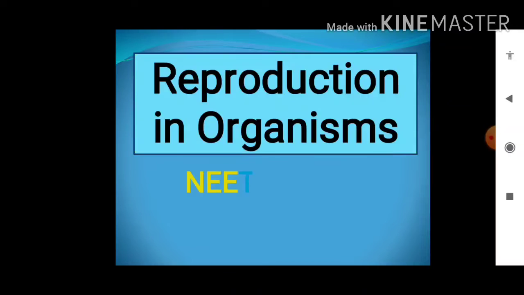Today I am going to continue the NEET synopsis part of the chapter Reproduction in Organisms. In the previous video, I have explained you about the different modes of asexual reproduction. In today's class, I am going to explain one of the important modes of asexual reproduction, that is vegetative propagation.